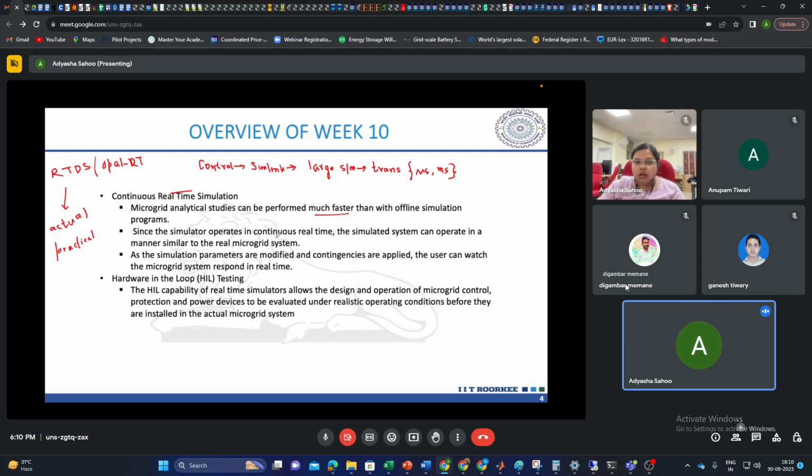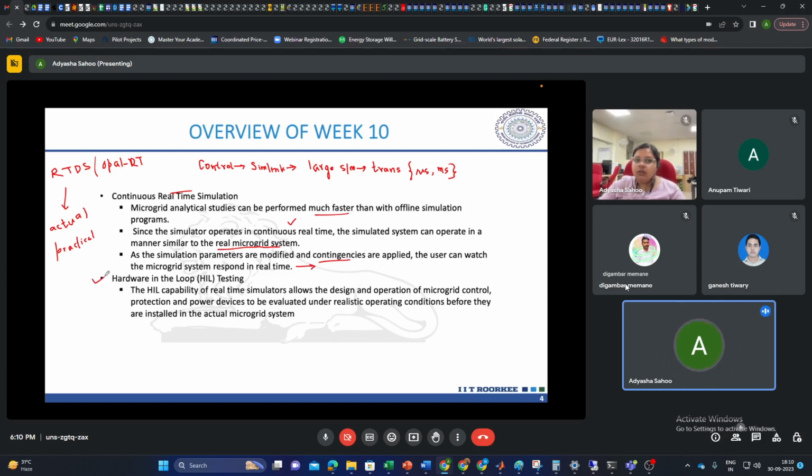Obviously these run in continuous real time, so it will depict as if we are operating a real microgrid system. We can also initiate different contingencies in the system through these platforms, and then conduct transient studies of how the system behaves in case of such contingencies.